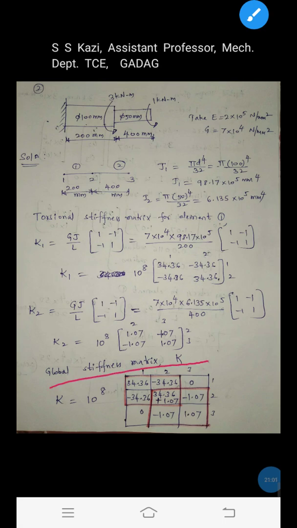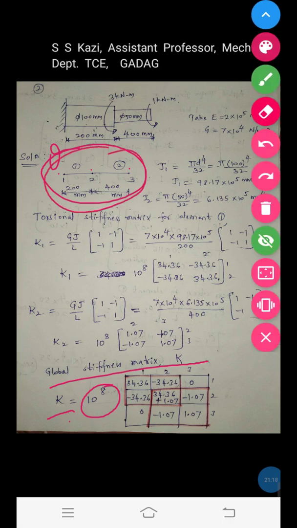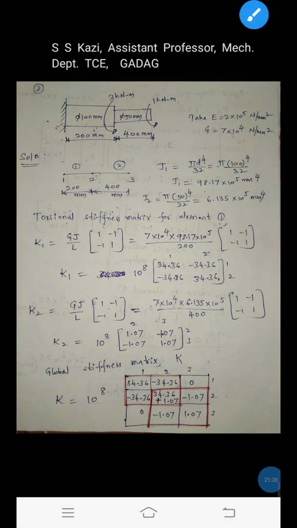After that you assemble both the stiffness matrices to get the global stiffness matrix K. How do you assemble it? K is equal to, first you write the same common factor which is maintained in both the matrices outside, that is 10 raised to 8. Since there are 3 nodes 1, 2, 3, and at each node only one unknown, that is theta, the total unknowns are 3. Hence the size of the global stiffness matrix will be 3 cross 3, so you generate 3 rows and 3 columns, like this.